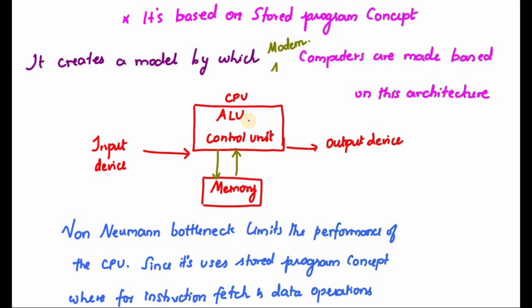ALU means arithmetic logical unit. Arithmetic operations mean addition, subtraction, multiplication, division, and so on. And logical operations use logic gates like AND, OR, NOR, XOR, XNOR, and that comes under logical operations. The role of the control unit here is that it will instruct which operation has to be performed.